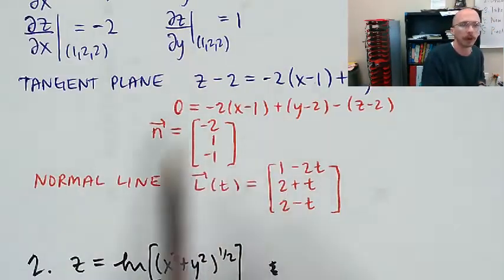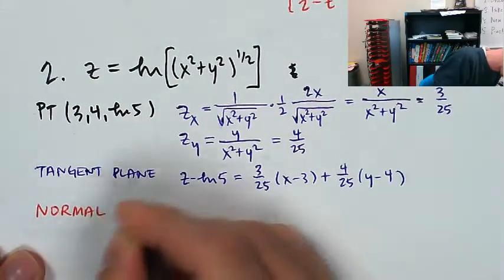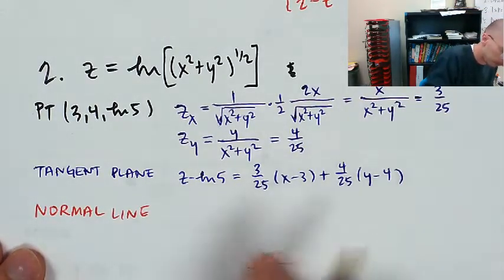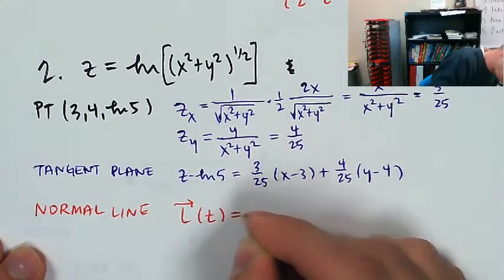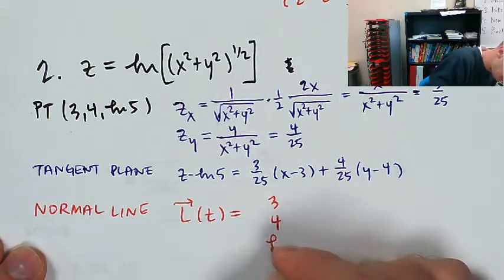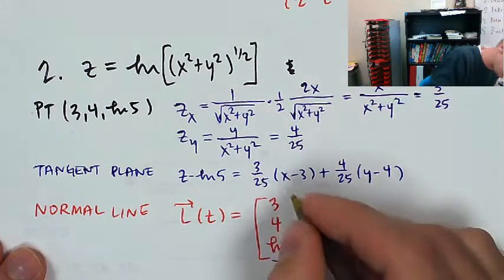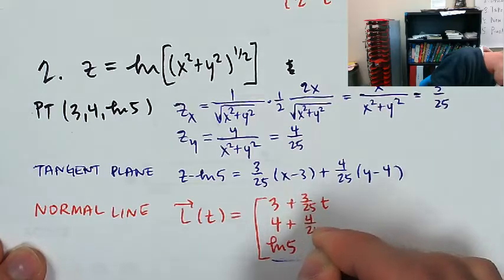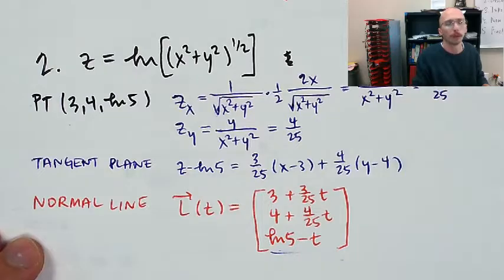The normal line computation is going to go exactly the same, so I'm just going to set up for it because I know what's going to happen. I'm going to take this thing and move it over here, and so its slope number will be -1. And so I've got my normal line equaling, the x coordinate was 3, the y coordinate was 4, and the z coordinate was the log of 5. And then my slope numbers are going to be 3/25, 4/25. And then this one was minus t, because it's just going to have a -1. Okay, and that's a normal line.